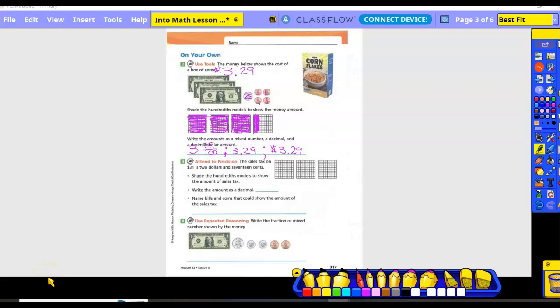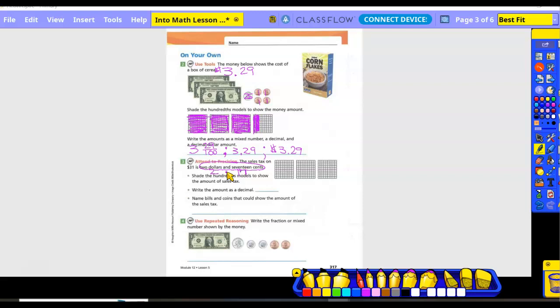So 4th grade math lesson 12.5 part 2. Attend to precision. The sales tax on $31 is $2.17. Shade the hundredths grids to show this amount of sales tax. So we have our $2.17, guys. If I would write this as a decimal, what would that be? I'd write 2, and it's the decimal spot, right? And then 17, correct?